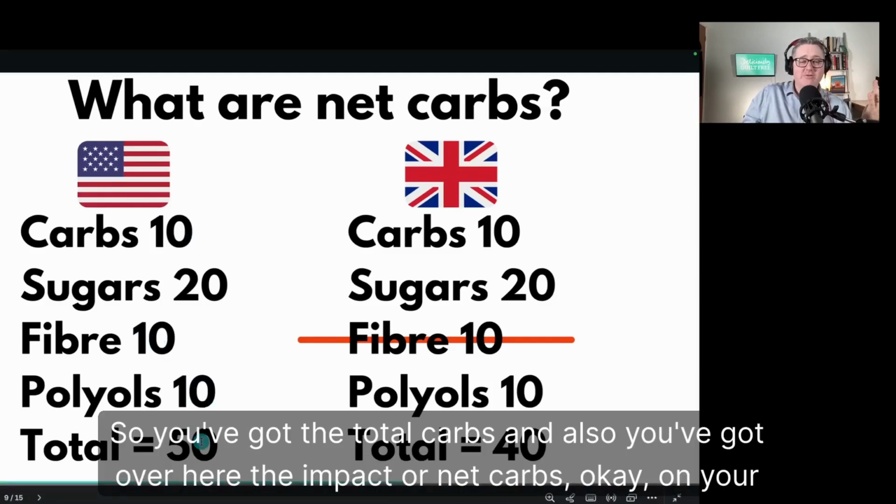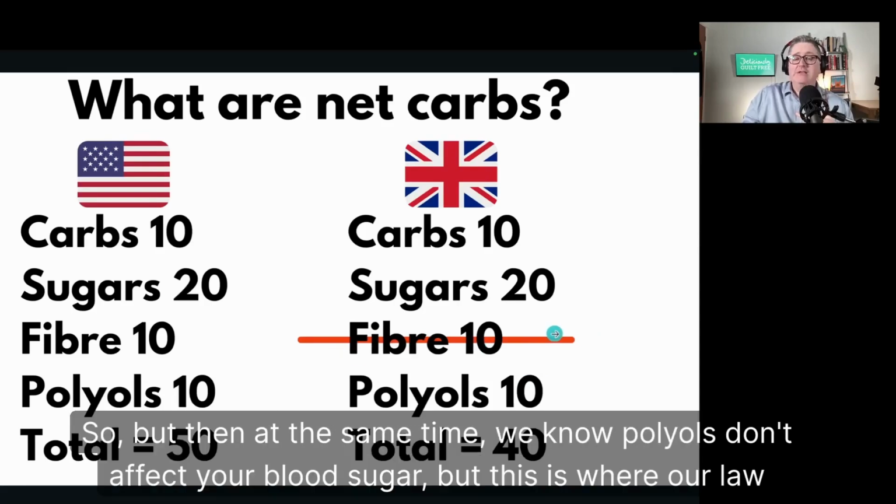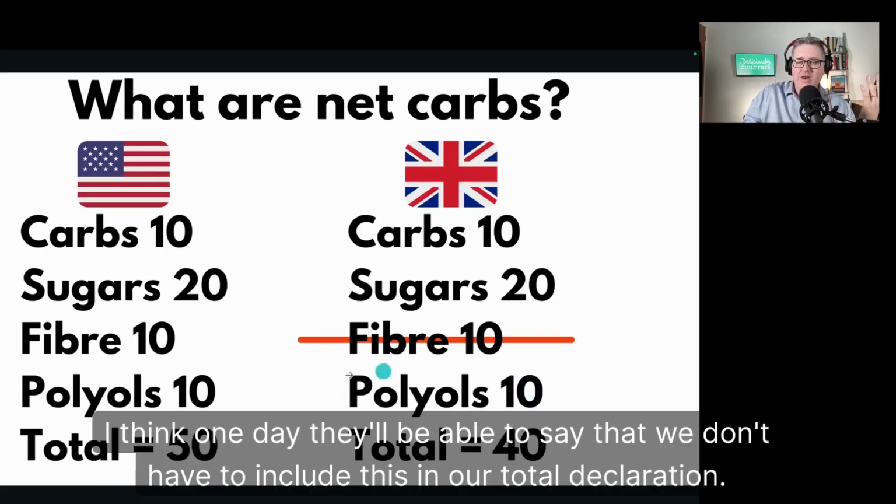So you've got the total carbs, and also you've got over here the impact or net carbs on your blood sugar. In the UK, we're not legally allowed to say net carbs because we take fibre off anyway. That's just UK law. But at the same time, we know polyols don't affect your blood sugar. But this is where our law hasn't caught up yet. I think one day they'll be able to say that we don't have to include this in our total declaration. But for now, we do.